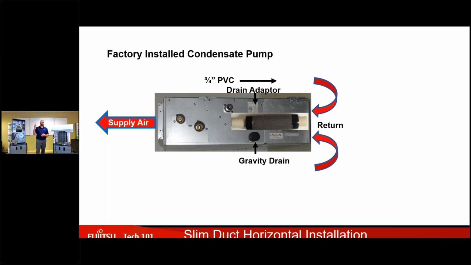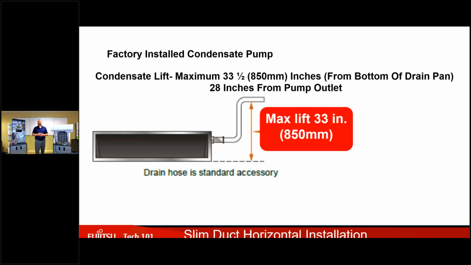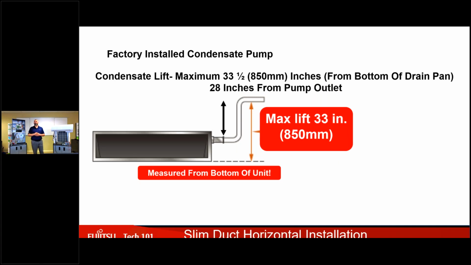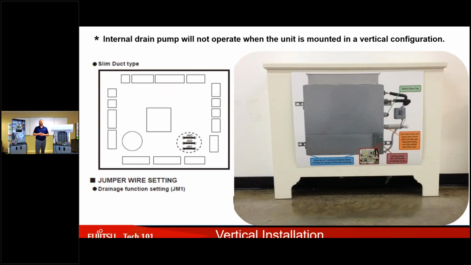So we could lift up to 28 inches, but after that, we're only going to be able to just flow downhill like a normal gravity drain. And it does come with that drain adapter, which will plug right into that pump port, and then you can hook your 3/4 PVC right up to that. All right, there's your lift on your pump, 33 inches from the bottom or 28 inches from the port itself.